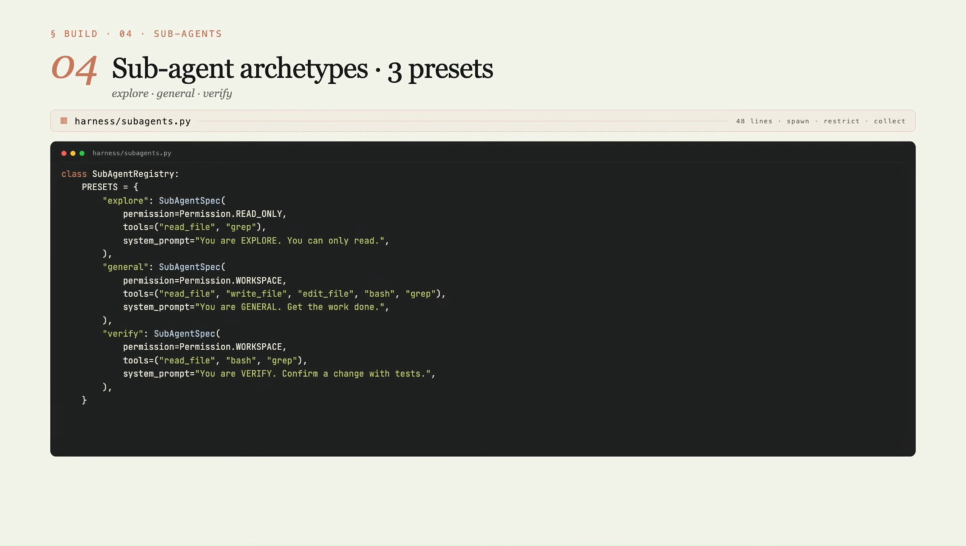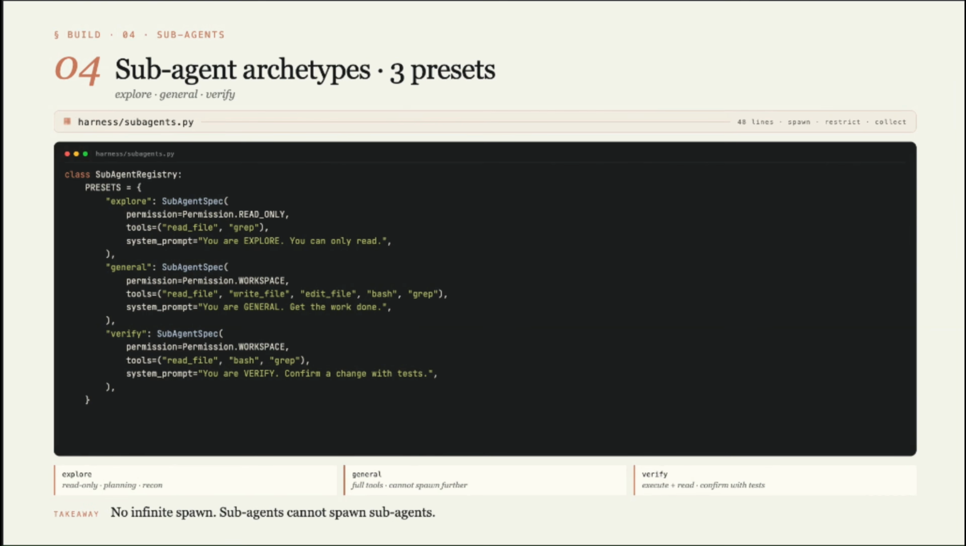Next is subagents. You can implement multiple different subagents. This code looks at three different types: exploration, general, and then verification. Each archetype has its own permission levels, its own restricted tool list, and its own focused system prompt.